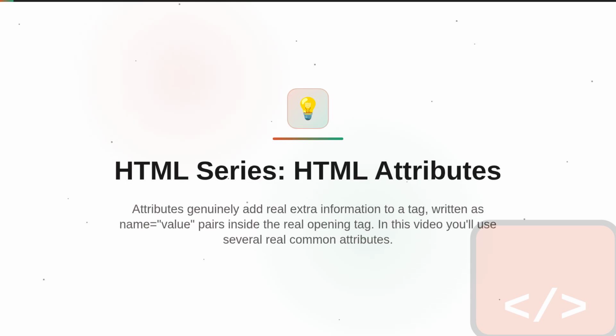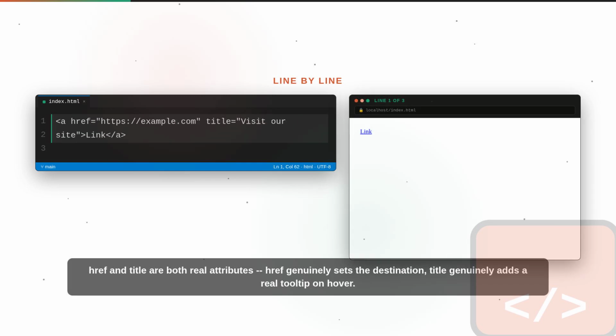Attributes add extra information to a tag, written as name equals value pairs inside the opening tag. In this video you'll use several common attributes. Href and title are both attributes. Href sets the destination, title adds a tooltip on hover.